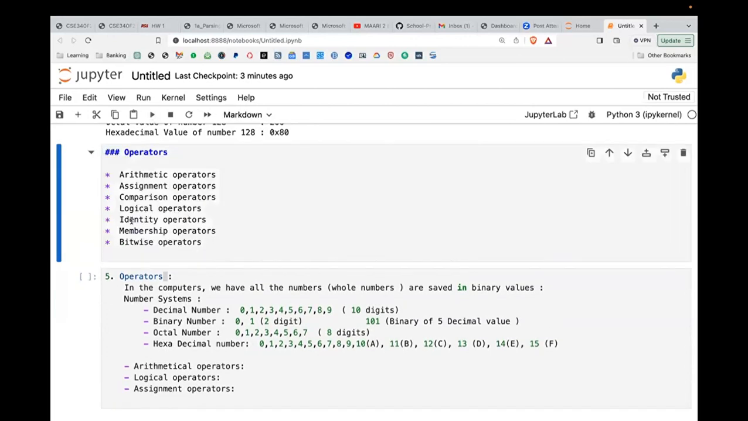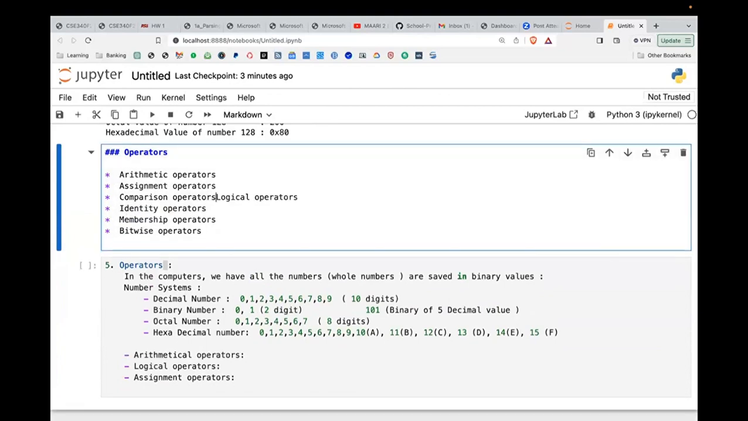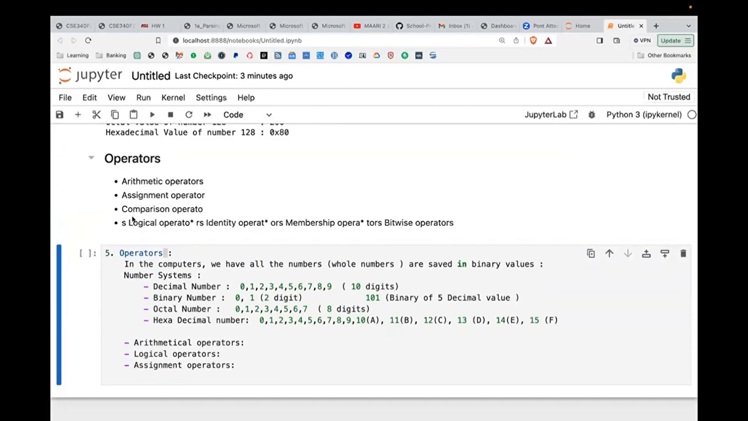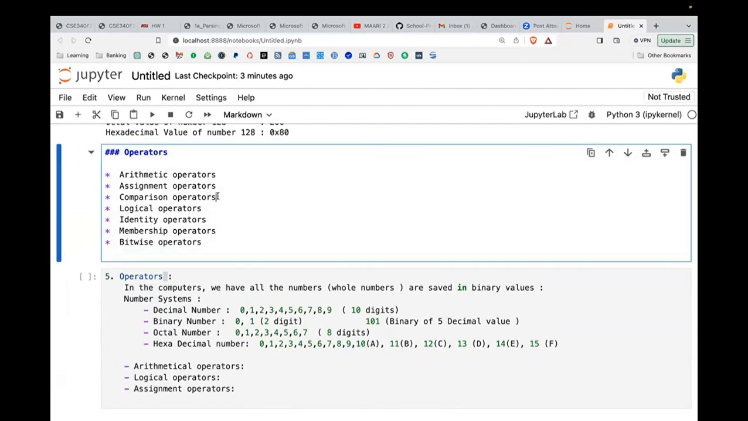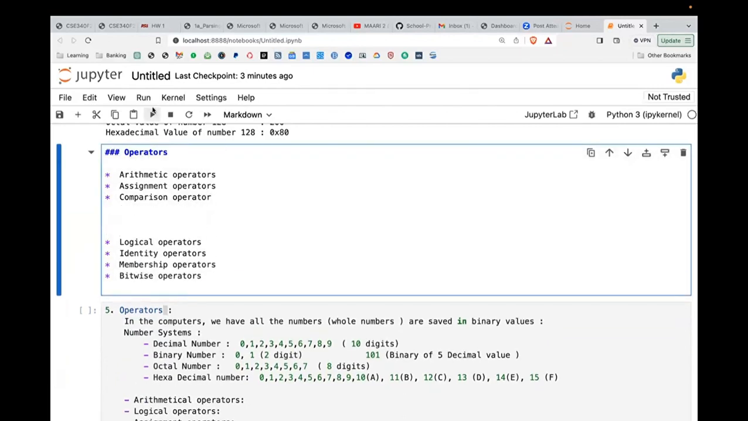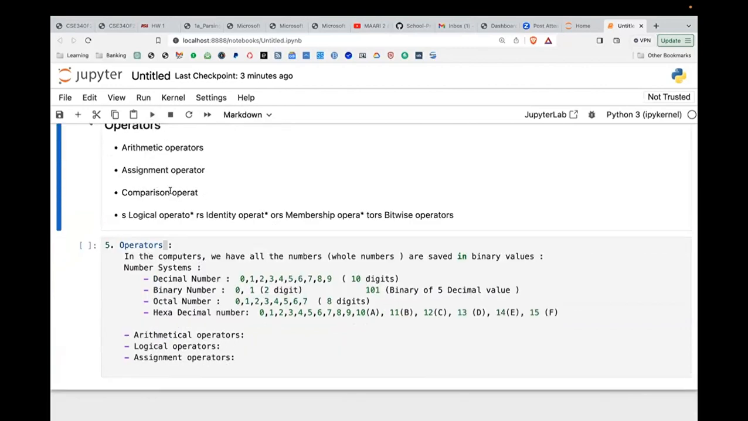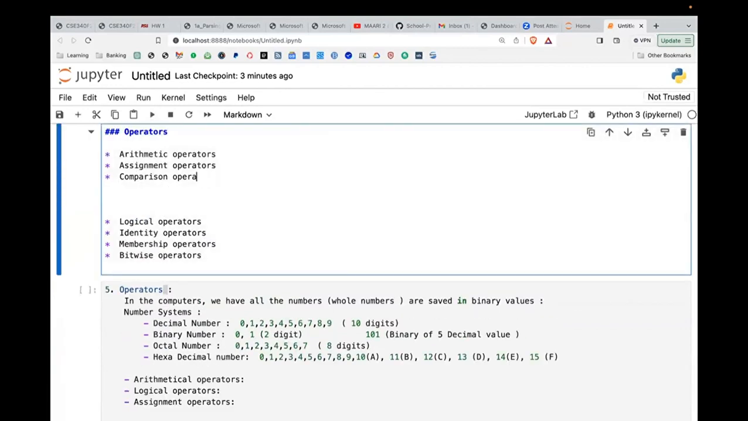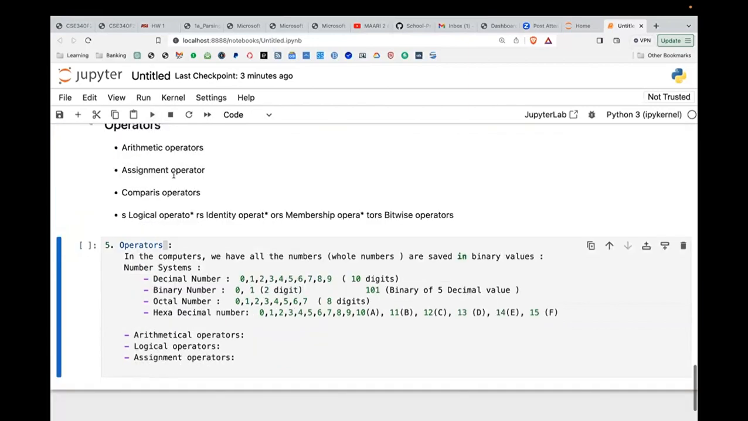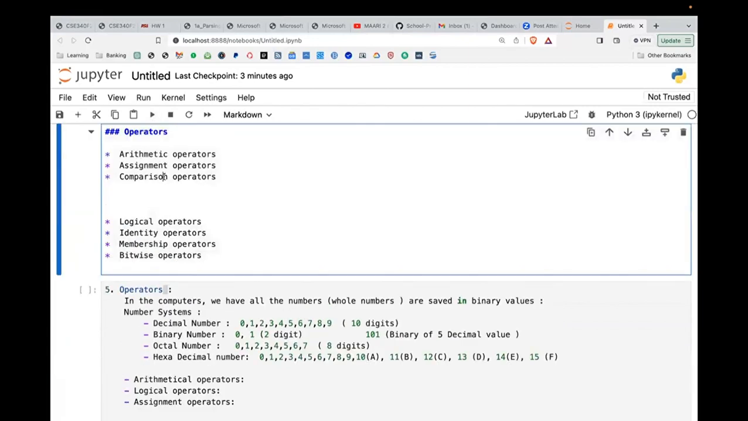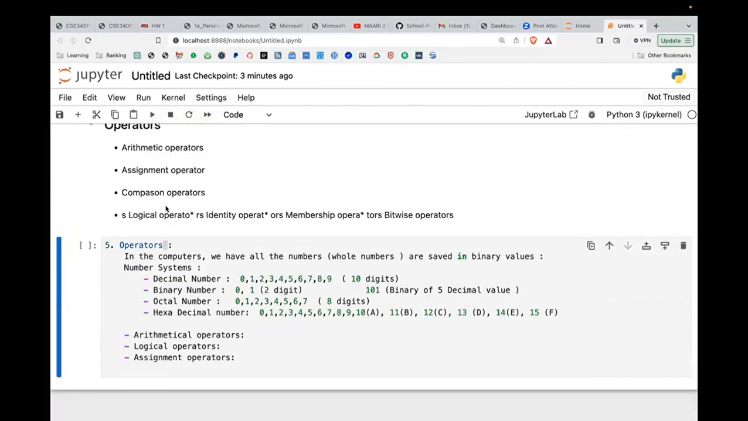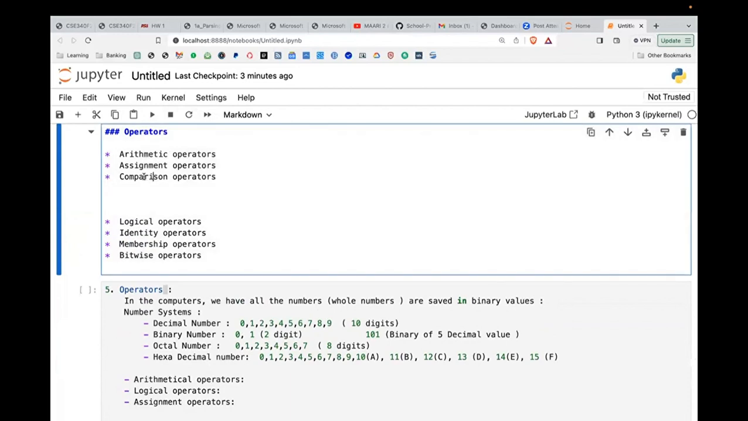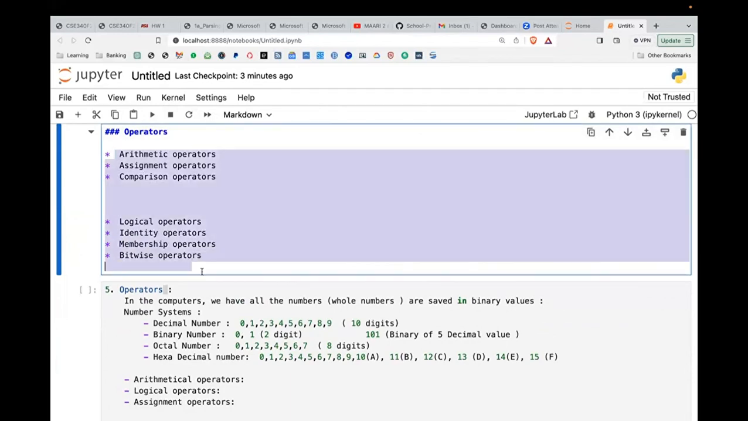Done. Okay. Logical is not working. Operators. Let me just see. Comparison operator, the spelling is not coming. I don't know what the issue is. Any symbol there? Yeah, some symbol issue is there. I just copy pasted the content, so that would be the reason. You can see comparison was not coming. Let it be.